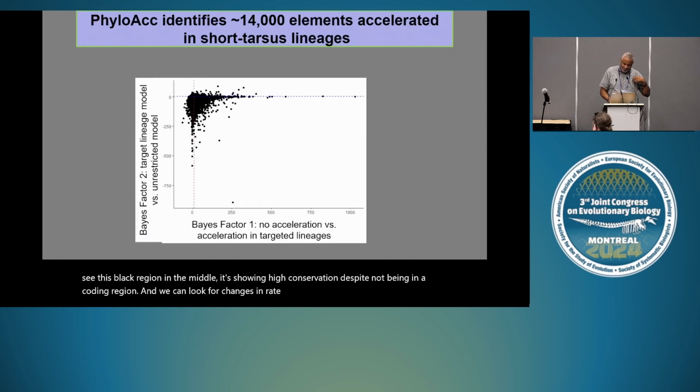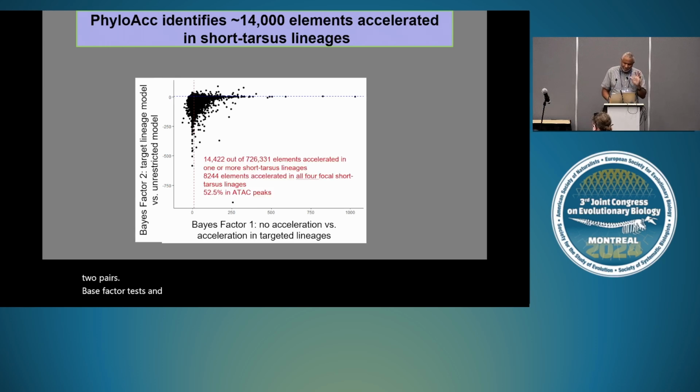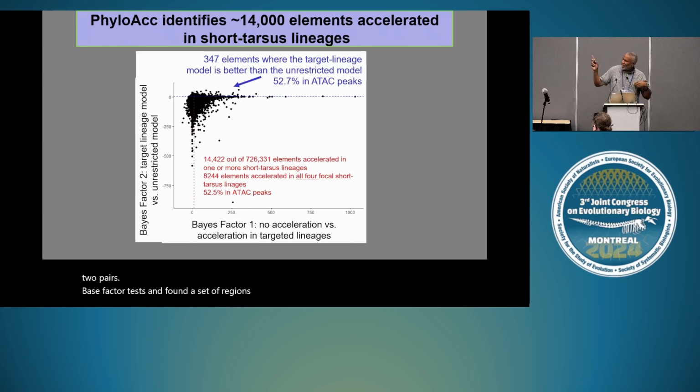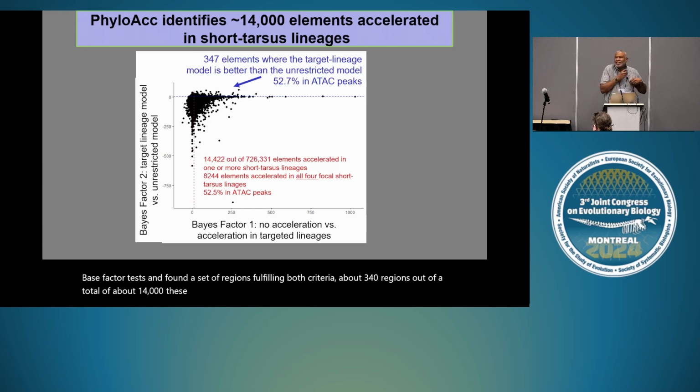And so Subir did the 2 pairs of Bayes factor tests and found a set of regions fulfilling both criteria, about 340 regions out of a total of about 14,000. These are regions that are changing in tandem. In this case, we actually are using the discrete, the binary test, sort of long tarsus versus short tarsus, as the way we categorize the data.